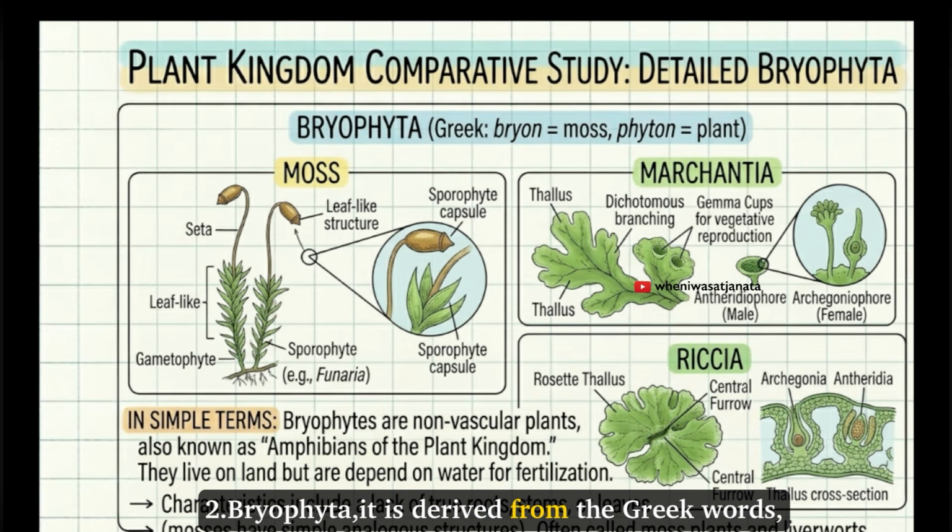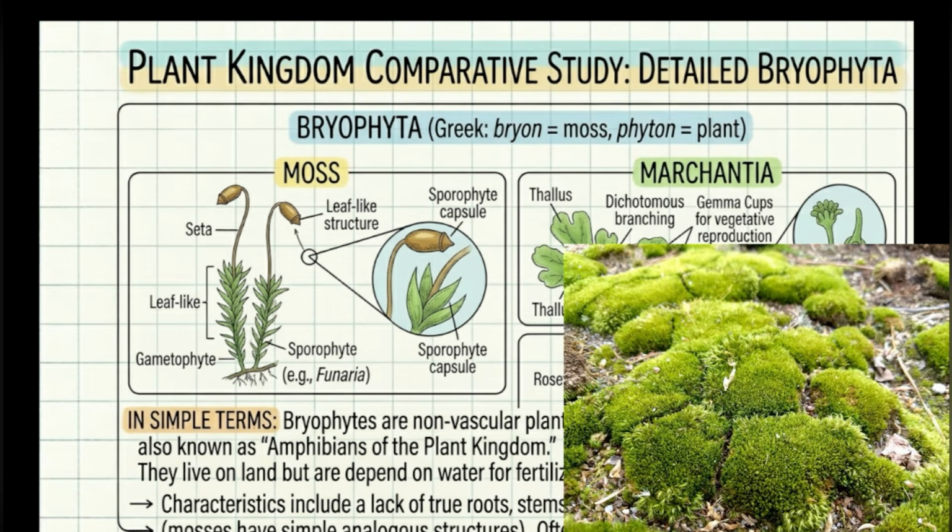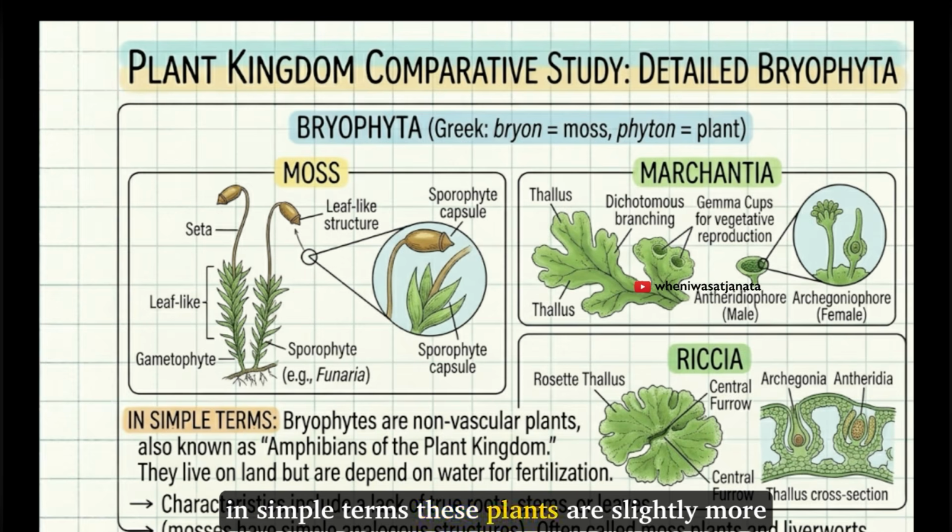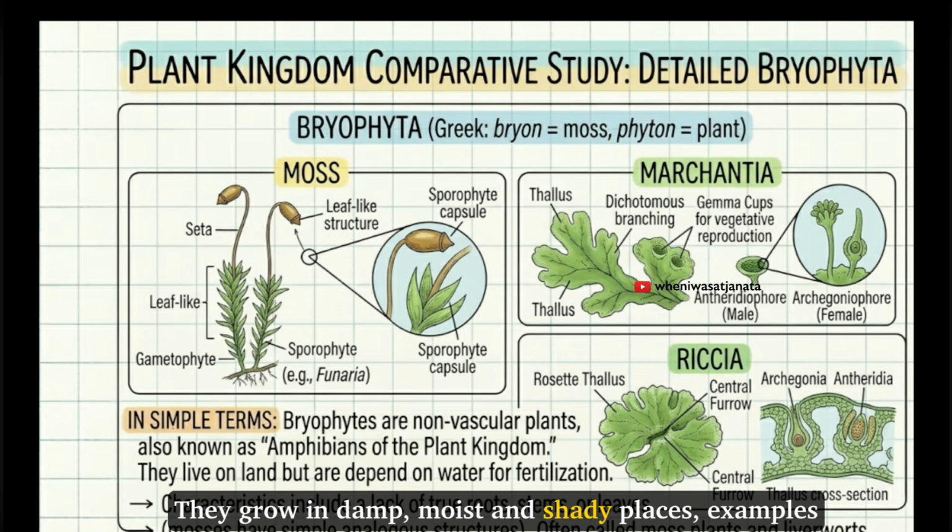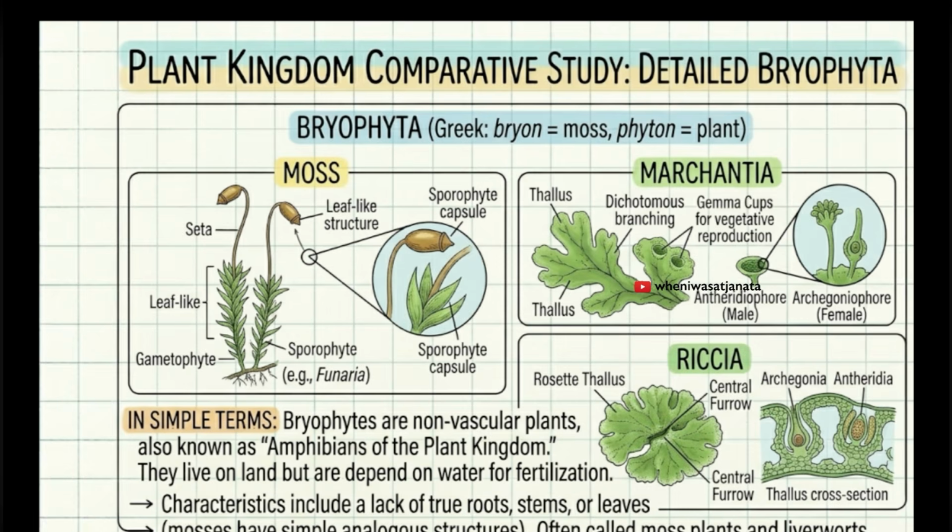2. Bryophyta. It is derived from the Greek word bryon, which translates into moss, meaning moss plants. In simple terms, these plants are slightly more evolved and have moved onto land, but they strictly need water for fertilization. This is why they are also called the amphibians of the plant kingdom. They grow in damp, moist, and shady places. Examples: moss, liverworts.